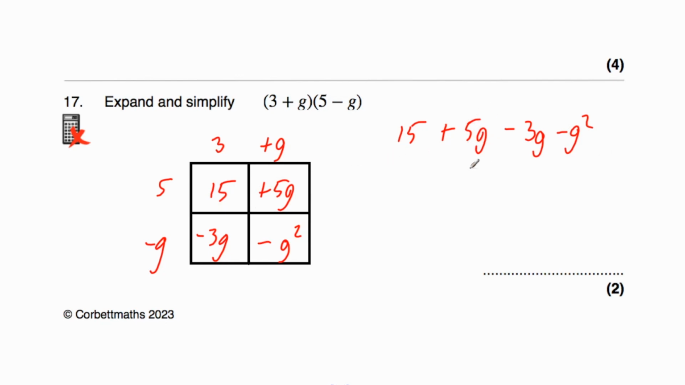Now we need to simplify. We've got 5g take away 3g. Well, 5g take away 3g is 2g.